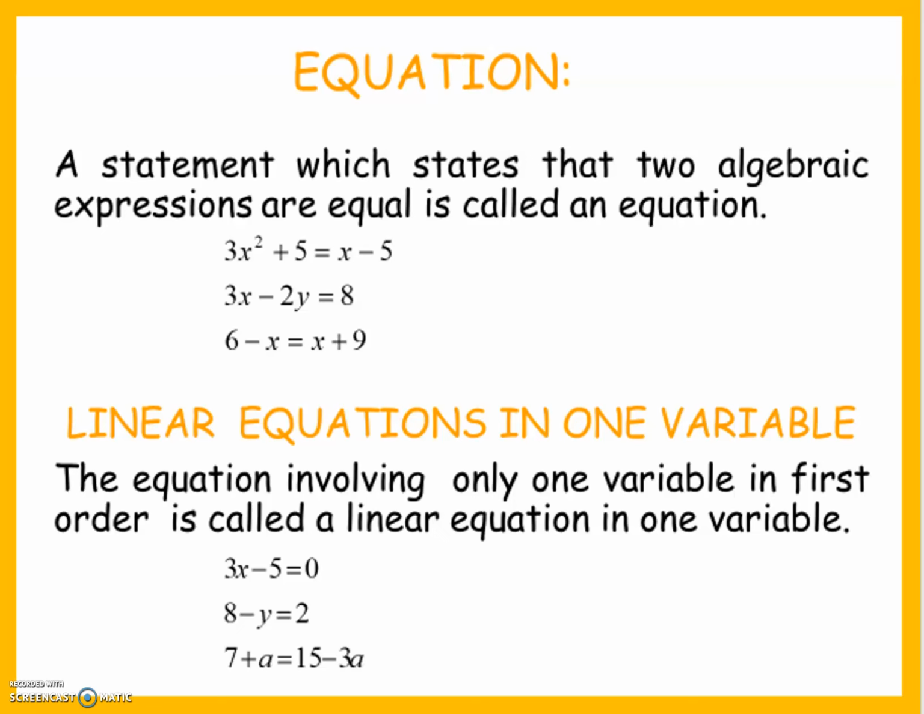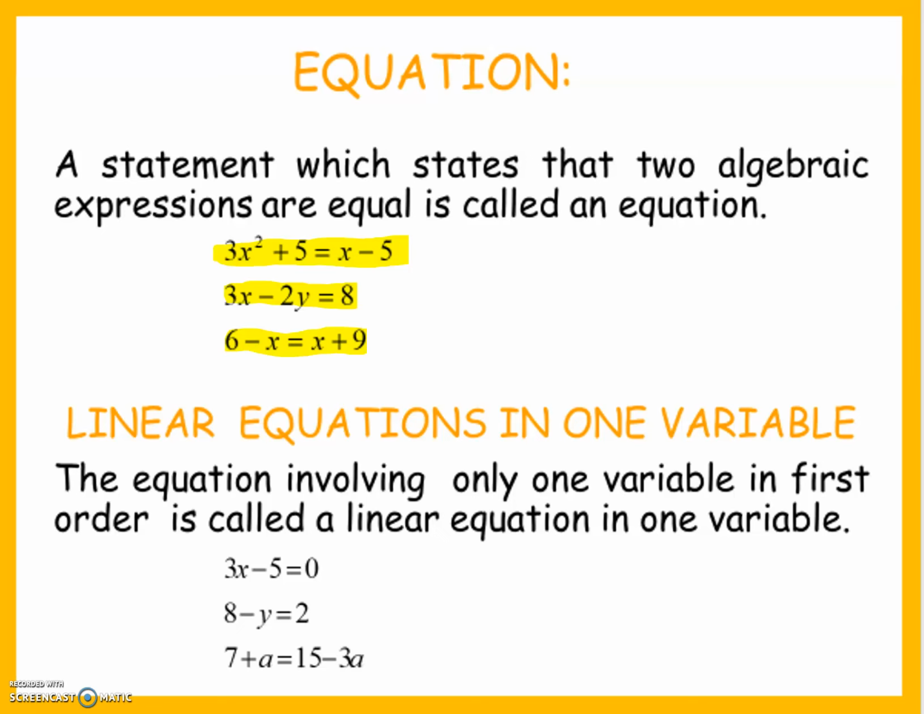An equation is a mathematical statement that consists of an equal symbol between two algebraic expressions that have the same value. Look at the example. In the first one, we have 3x squared plus 5 equal to x minus 5, and x is of the second order. In the second example, we have 3x minus 2y equal to 8, and we have two different letters. In the last one, we have 6 minus x equal to x plus 9.